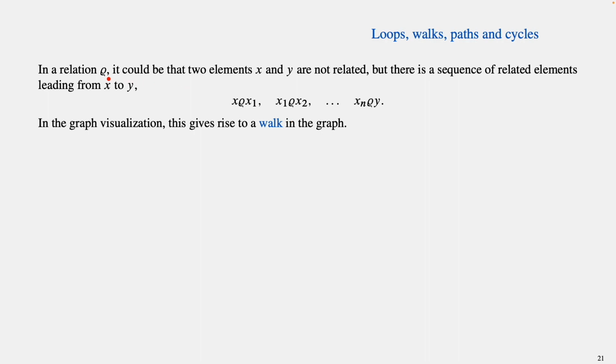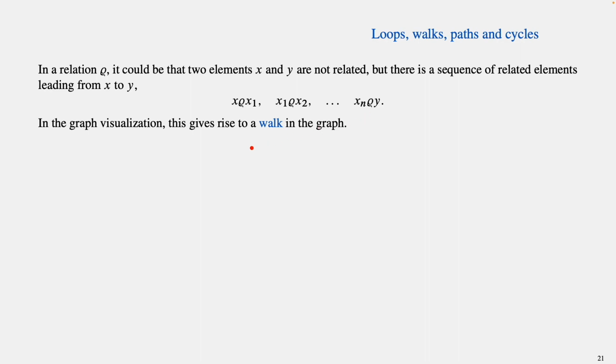So in a relation ρ, it could be that two elements, x and y, are not related to one another, but that there's a sequence of related elements leading from x to y. So what do I mean by that? There could be some more elements x1, x2, xn, and so on, such that x ρ x1, so we have x being related to x1, x1 ρ x2, so x1 being related to another element x2, and so on. And then we arrive at some element xn that is related to y by the relation ρ.